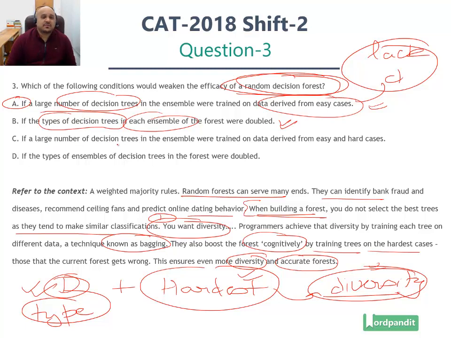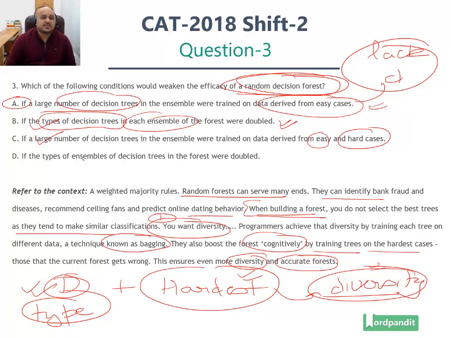Option C, if a large number of decision trees in the ensemble were trained on data derived from easy and hard cases. Remember, in this particular case, easy does not help us, but by training on hard cases, you are improving the efficacy of a random decision forest. So option number C also improves the efficacy of a random decision forest. B and C both lead to improvement.